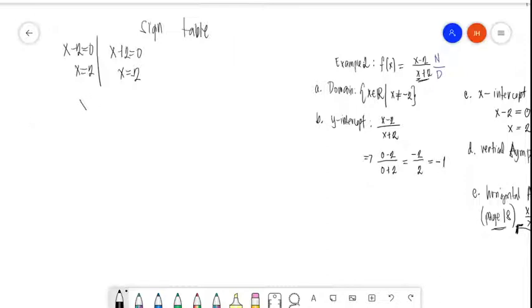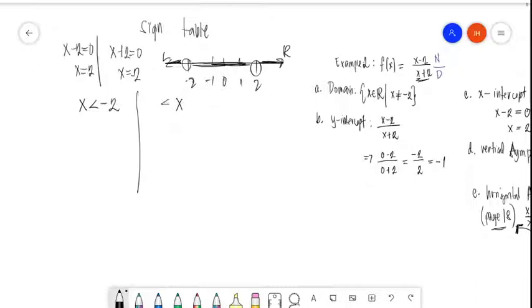If we plot that on a number line, this is 0, negative 1, negative 2, positive 2. We consider this part going to the left, this part in between, and this part going to the right. So we have x is less than negative 2, then x is in between negative 2 and 2, and x is greater than 2.